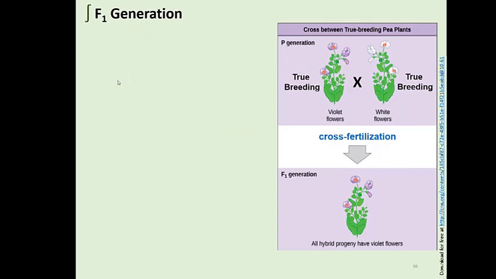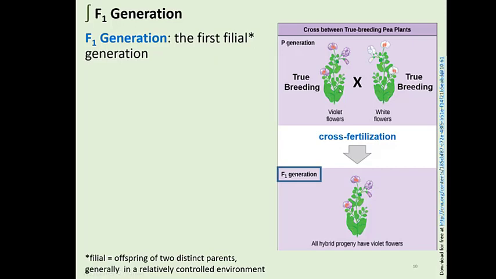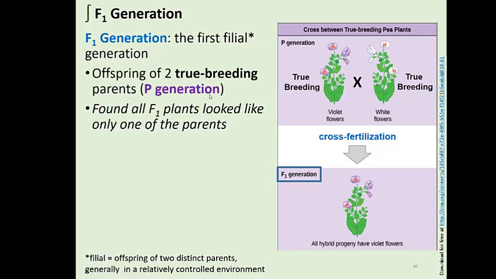Now the F1 generation is when we take those 2 true breeding plants, remember our purple and white flowers, and we cross them. That first generation is the one that he counted to see how many white and how many violet flowers he had. And this is the first filial generation. What he found was that all of the F1 plants looked like just one of the parents.